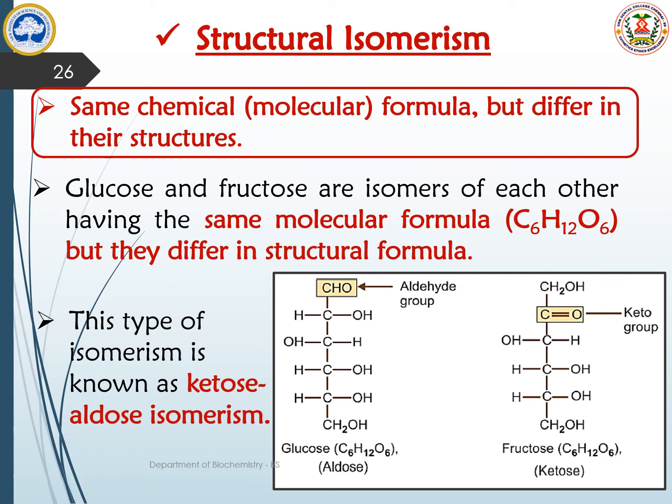Structural isomerism has the same chemical formula but differs in structures. Example, glucose and fructose. The glucose and fructose have the same molecular formula, that is C6H12O6, but differ in their structural formula because the glucose contains aldehyde functional group and fructose contains keto functional group. So this type of isomerism is known as keto-aldo isomerism.